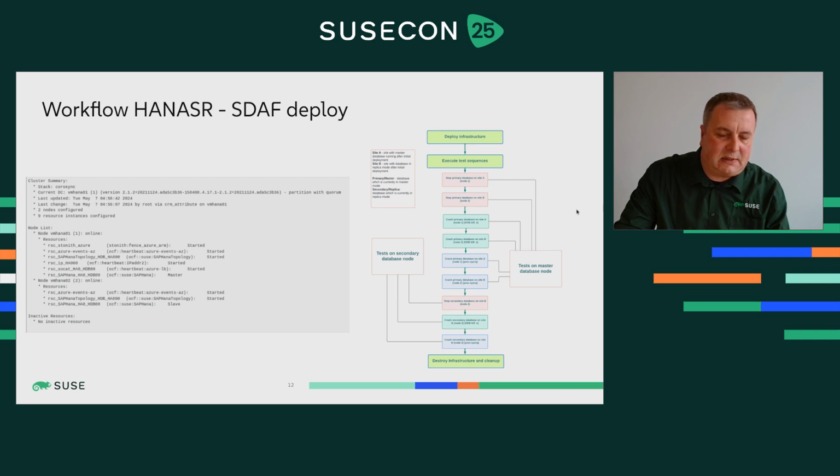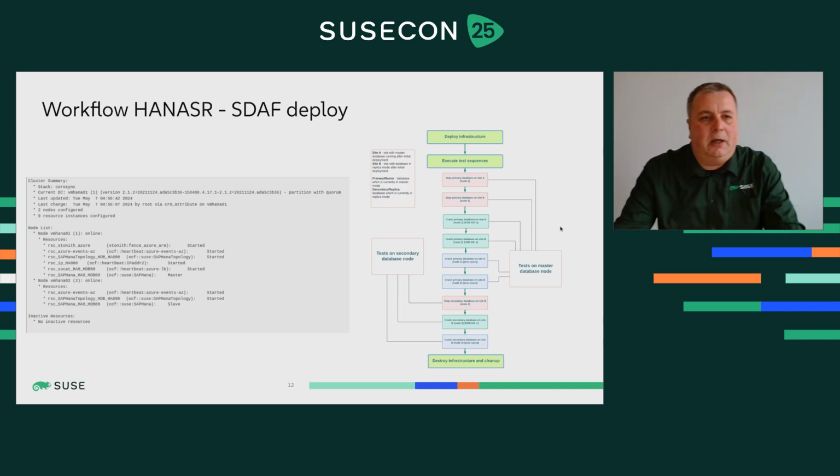Once the SDAF is successfully deployed and the SAP systems are in place, openQA makes sure that the tests we created and designed with our year-long experience are executed on Azure. There's a deploy infrastructure sequence and an execute test sequence. The execute test sequence starts by running the tests on the master or primary node, and the same is then executed on the secondary or slave node.